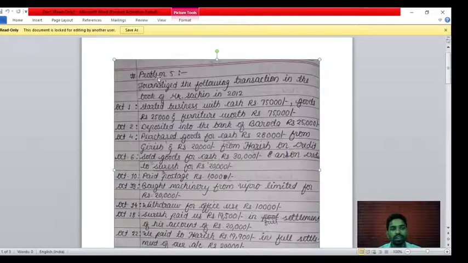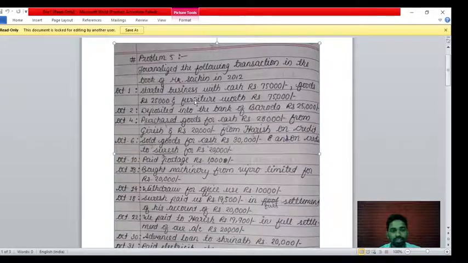Now see problem number 5. Journalize the following transactions in the books of Mr. Sachin in 2012. Compound journal entry means that if there are more than two accounts in the transaction, then it is a compound journal entry. See, 1st October started business with cash rupees 75,000, goods rupees 25,000 and furniture worth rupees 75,000.